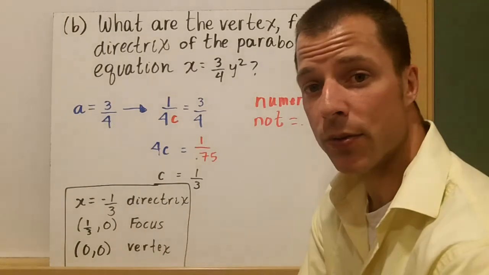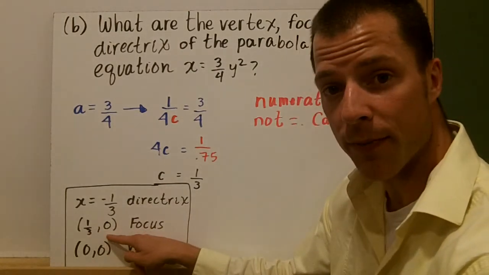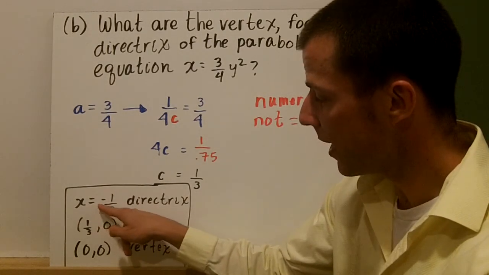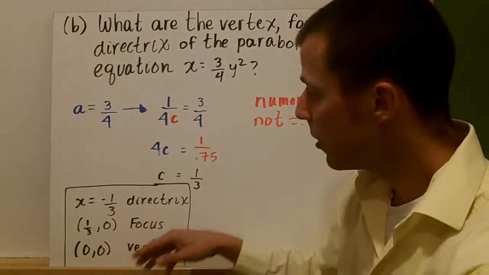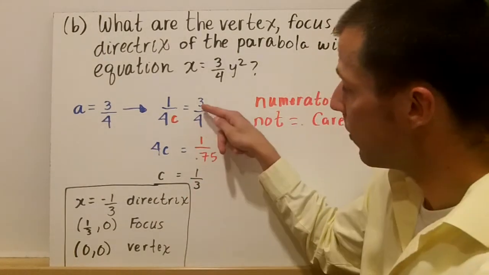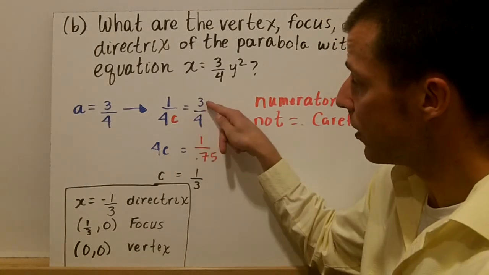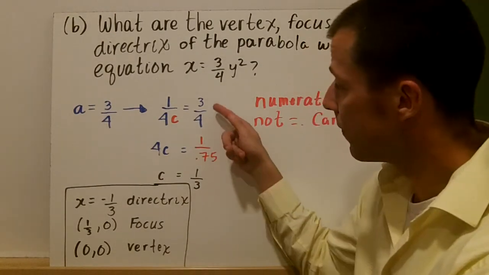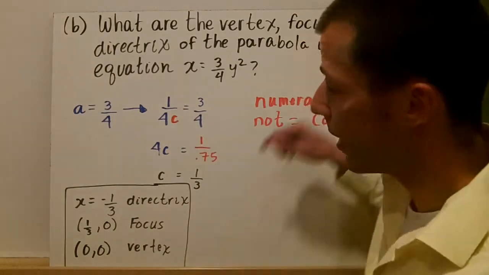Now, since we have c equals 1/3, we know our focus. Our focus is 1/3 comma 0, which means our directrix is the vertical line x equals negative 1/3, and our vertex is 0, 0. So just be very careful when you're solving for c. We have two fractions, or two ratios, that are equal to one another, but we need to set the second fraction to 1 over this. You could also use proportions and cross multiply to find c.